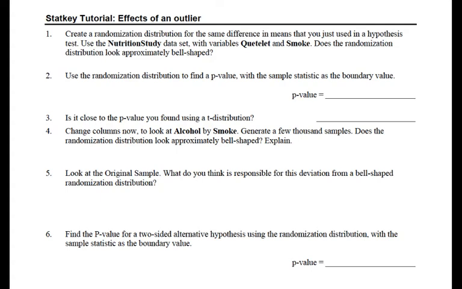We're going to use StatKey to explore what happens when we have an extreme outlier in a data set. First of all, we'll go into the same data set that we have already looked at using a t-distribution, the nutrition study data set with the variables kettle and smoke, and we're going into a randomization distribution this time. So remember, that's going to be under randomization tests, and we have a difference of means.